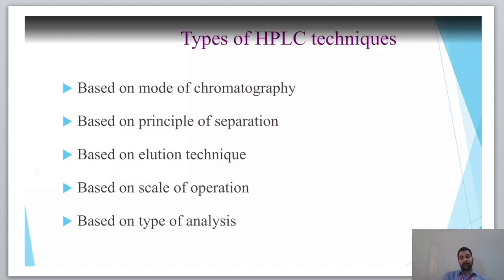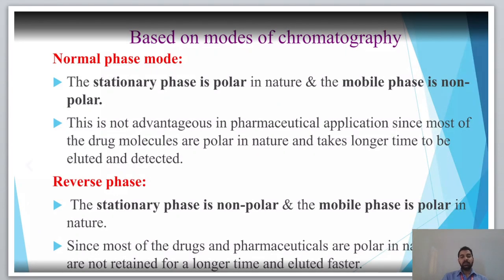There are basically types of HPLC techniques based on the mode of chromatography, based on the principle of separation, based on the elution technique, based on the scale of operation and based on the type of analysis. Here, based on the mode of chromatography, there are mainly two types: normal phase chromatography and reverse phase chromatography. Normal phase is also called simple HPLC.